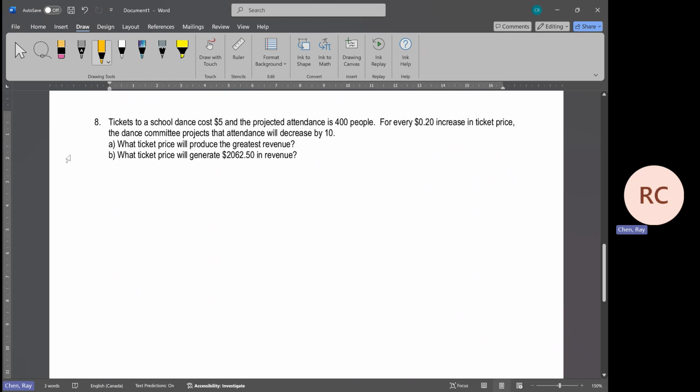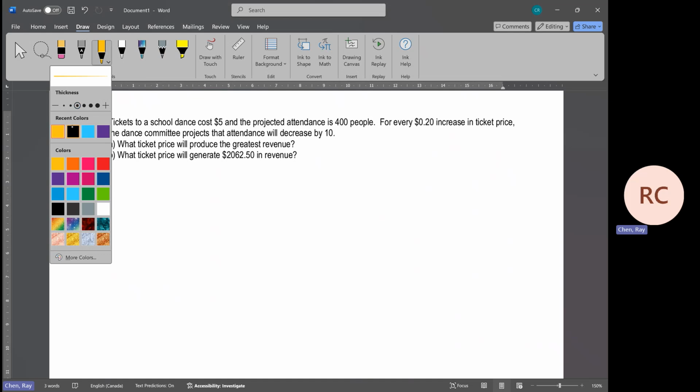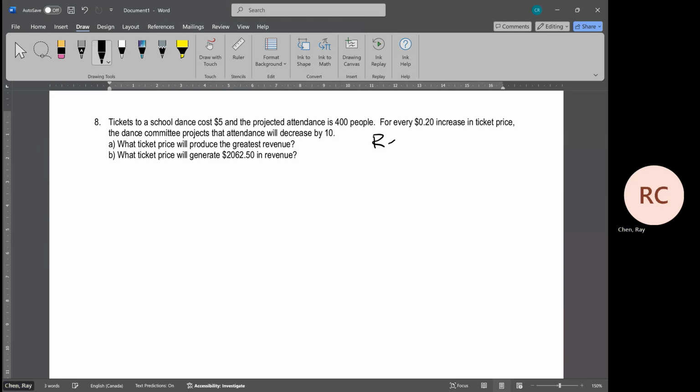So question 8, let's just read it quickly. Tickets to a school dance cost $5 and projected attendance is 400 people. For every 20-cent increase in ticket price, the dance committee projects that attendance will decrease by 10. So this question is clearly a revenue question. And hopefully I actually wrote down that the first one was a projectile question. But anyways, one more time as a revenue question, just to help everyone out. Revenue is equal to the quantity multiplied by the price.